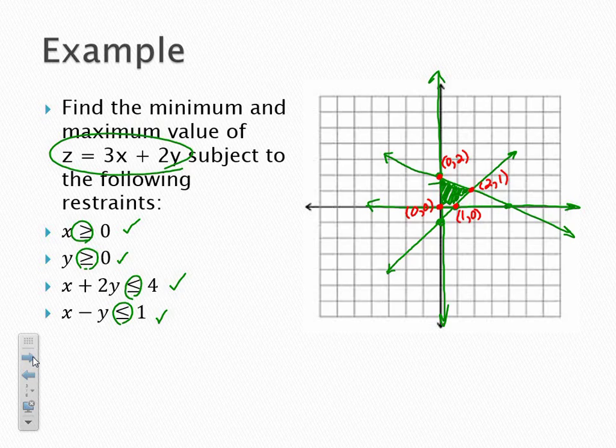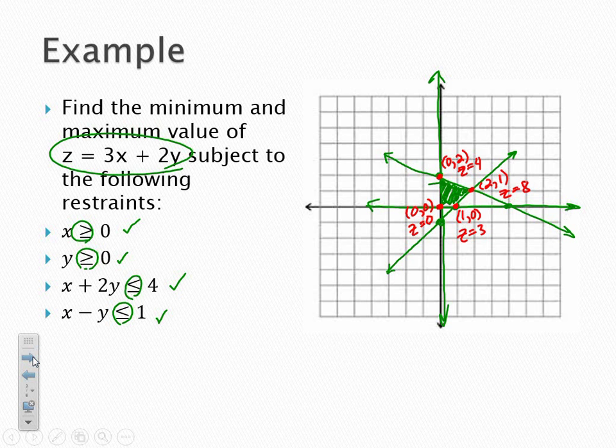So if I take just these 4 points and plug them in and solve for z, that'll tell me what the maximum and minimum of z are based on these constraints. So let's start out with 0, 0. That's the easy one. If we plug 0, 0 in, z comes out to be 0. If we plug in 1, 0, we get 3 plus 0, so z is 3. If we plug 2, 1 in, we get 6 plus 2, so z is 8. And we'll plug 0, 2 in, so we get 0 plus 4, so z is equal to 4.